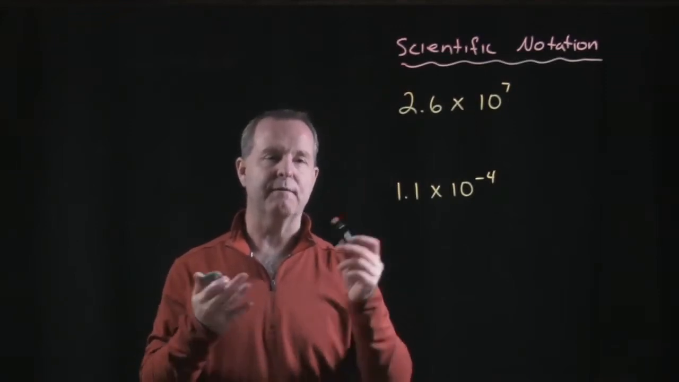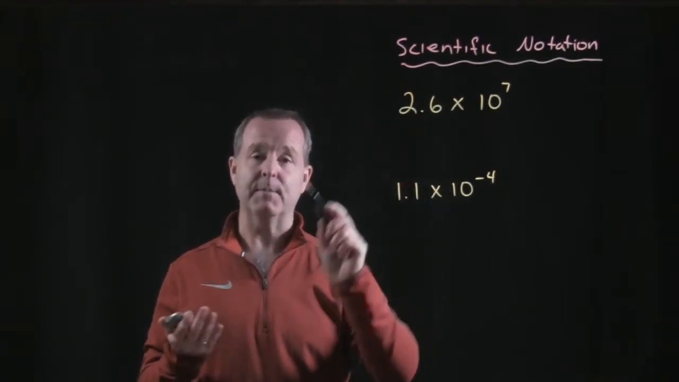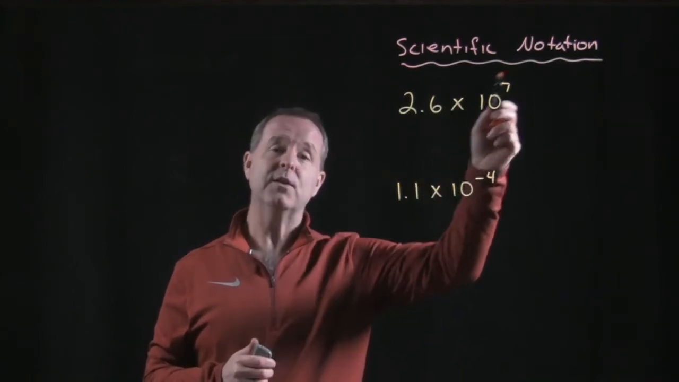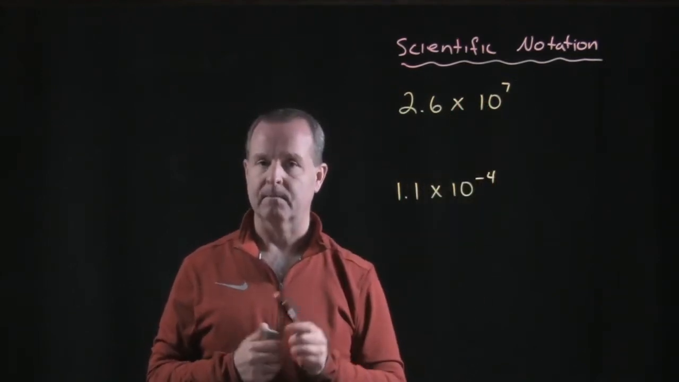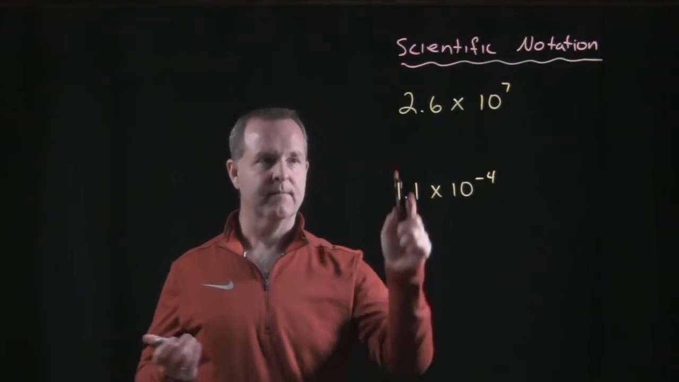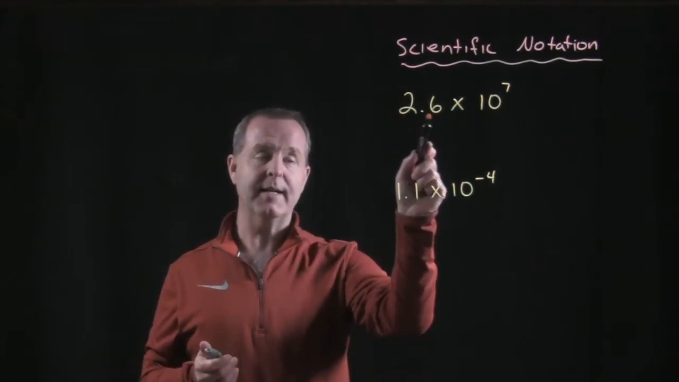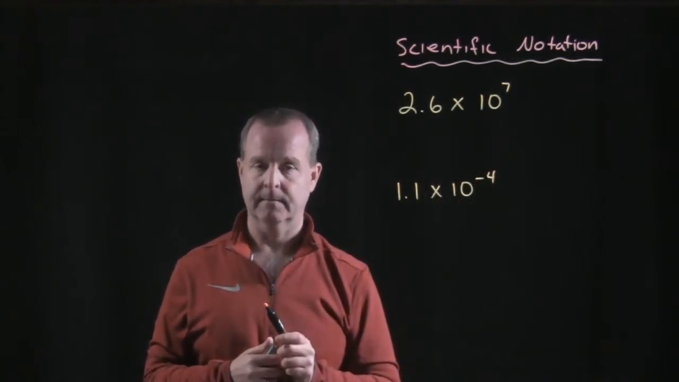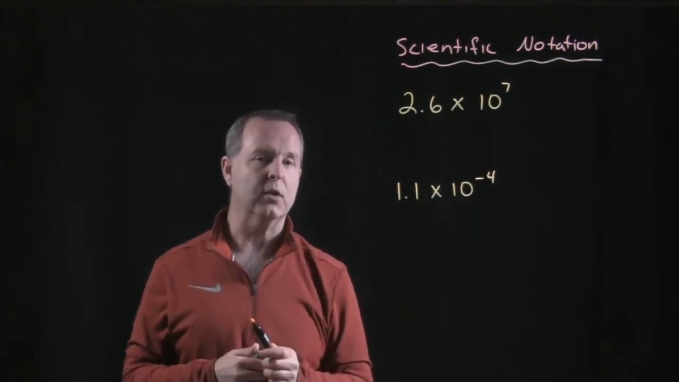Scientific notation is in the form of some number that's between 1 and 10 with a times sign with a 10 to the power. Okay? That's all it takes. Some number between 1 and 10 times a power of 10. So what does this number actually look like?